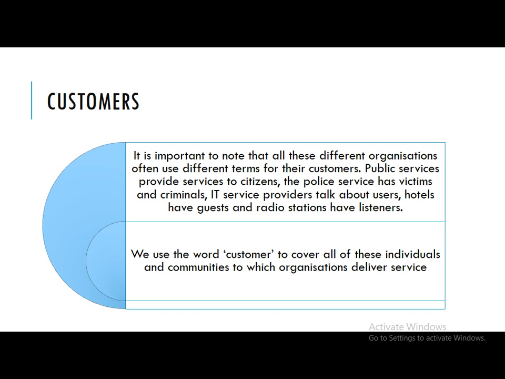It is important to note that all these different organizations often use different terms for their customers. Public services provide services to citizens, and police services have victims and criminals. IT services talk about their users, hotels have guests, and radio stations have listeners. We use the word customers to cover all these individuals and communities to which organizations deliver services.